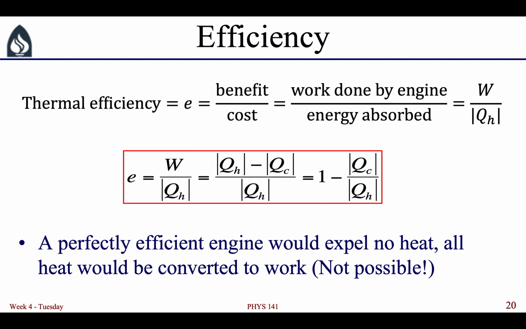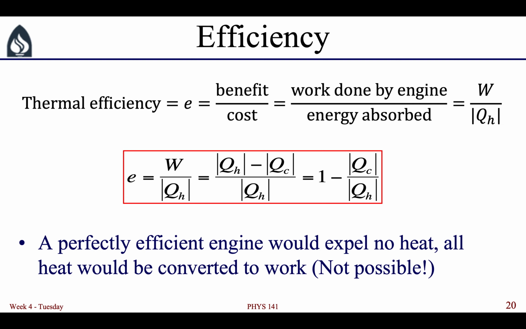Now we can rewrite this in terms of heat exchanges only by remembering that the work that's done is the difference between the energy absorbed from the hot reservoir and the energy expelled into the cold reservoir. So we can rewrite the work as QH minus QC. Then finally, with a bit of algebra, we can simplify that expression to the efficiency is equal to 1 minus the ratio of the heat expelled into the cold reservoir divided by the heat obtained from the hot reservoir.